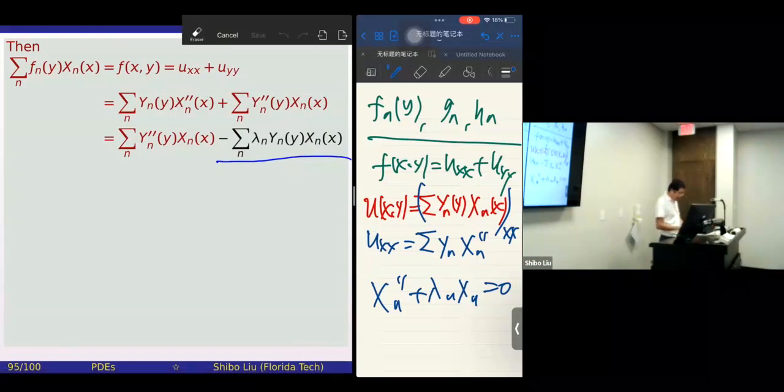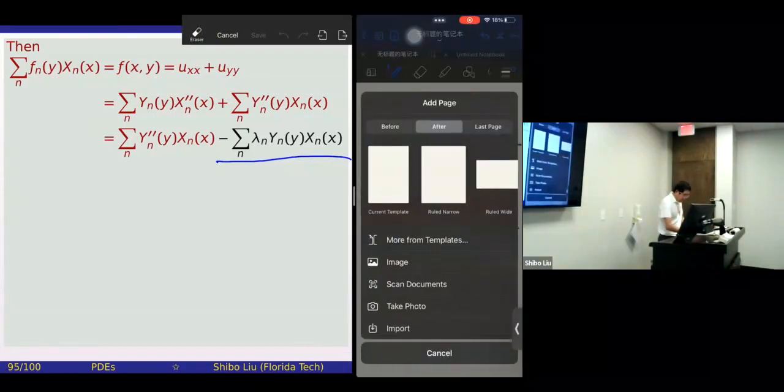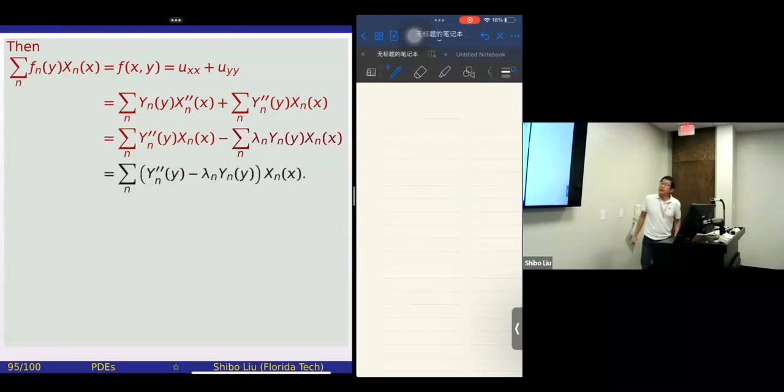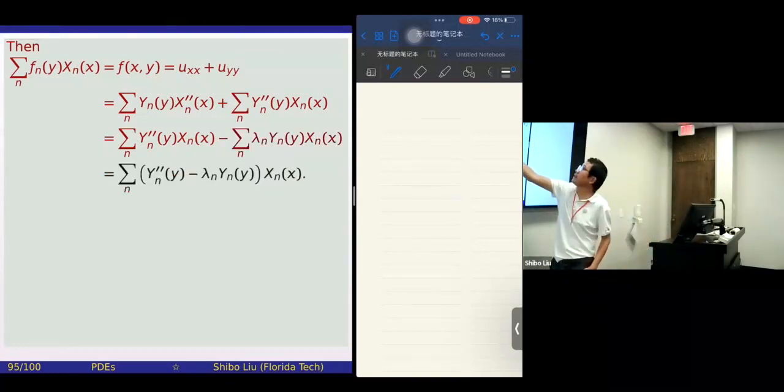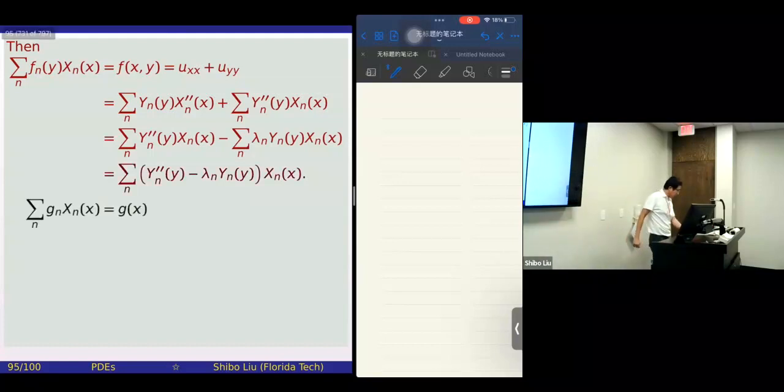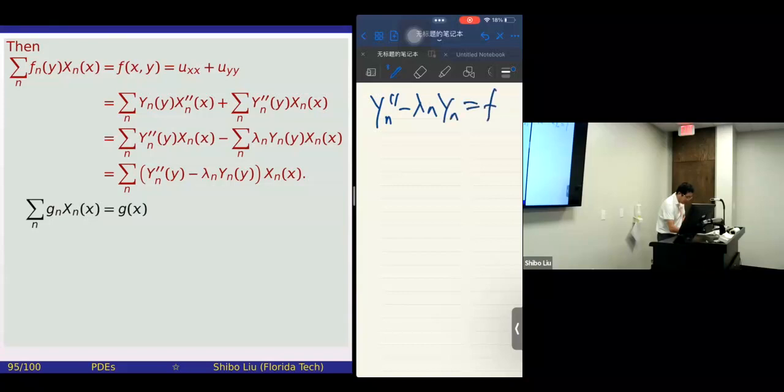From this we see that on the right-hand side we can combine terms and withdraw the common factor X_n. Then we compare the coefficients. We see that Y_n double prime minus lambda_n Y_n equals f_n.